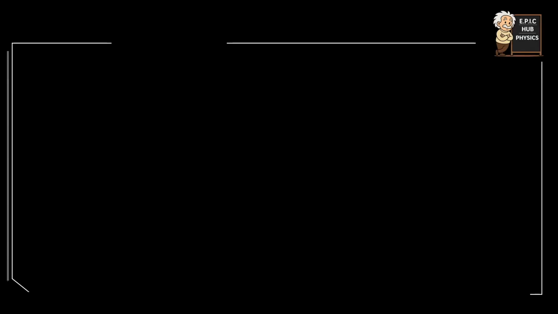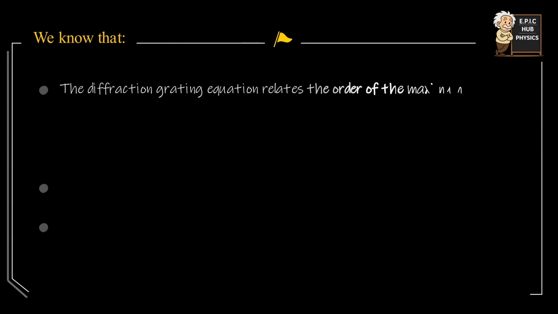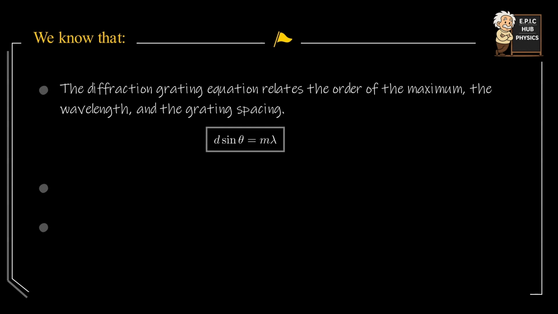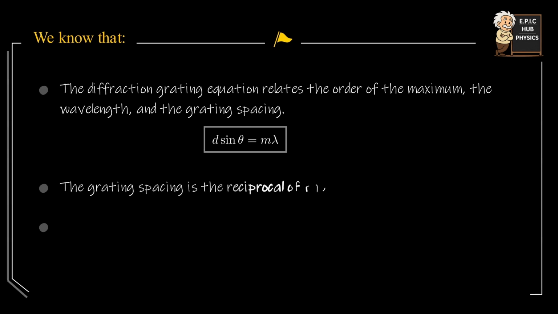This problem tests our understanding of diffraction gratings. Let us begin by recalling what we already know. The diffraction grating equation relates the order of the maximum, the wavelength, and the grating spacing. For any diffraction maximum, the formula is d sine theta equals m lambda. The grating spacing d is the reciprocal of the number of lines per unit length. So if a grating has n lines per meter, d equals 1 divided by n.